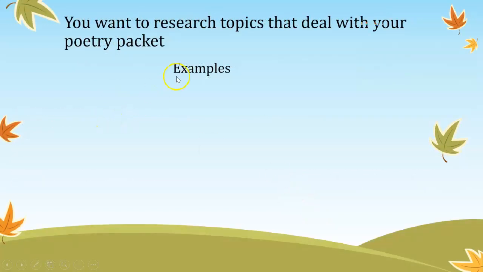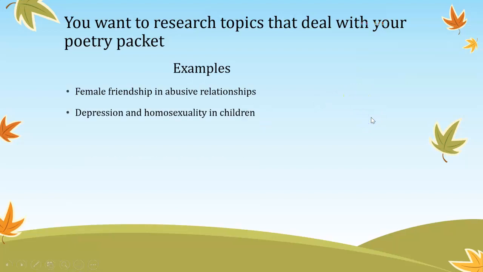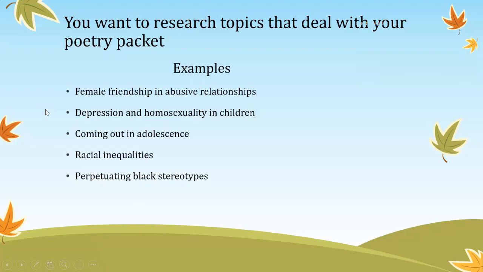Okay. You want to research topics that deal with your poetry packet. Okay? Like, for example, some of the poems deal with female friendship and abusive relationships, depression and homosexuality in children, coming out in adolescence, racial inequalities, perpetuating black stereotypes. These are things that you can research, and then they're topical, and then you apply them to your interpretation of the poems. Okay? Again, you don't have to find research that's specifically about these poems. Instead, you can research the topics, find interesting articles, then relate what those writers have said to the poems, to help us better interpret the poetry. Okay?